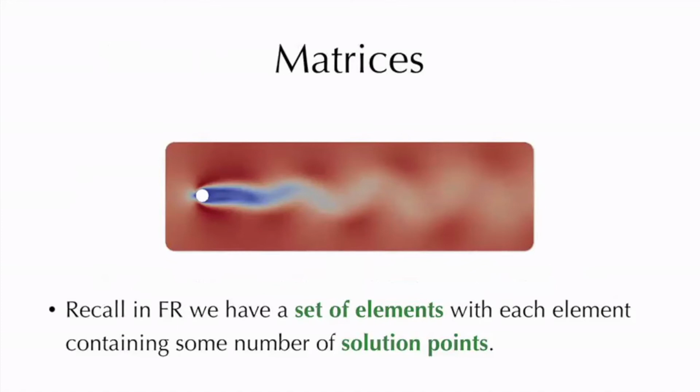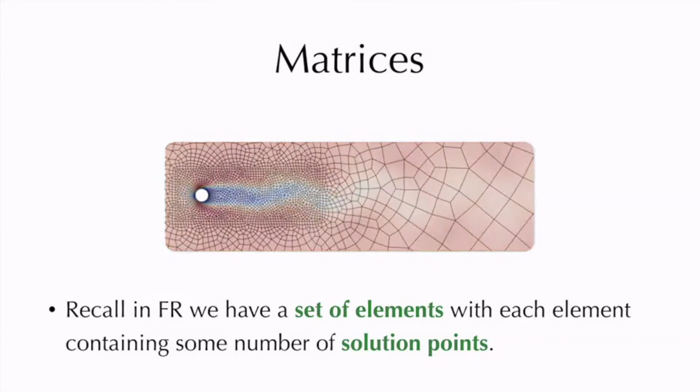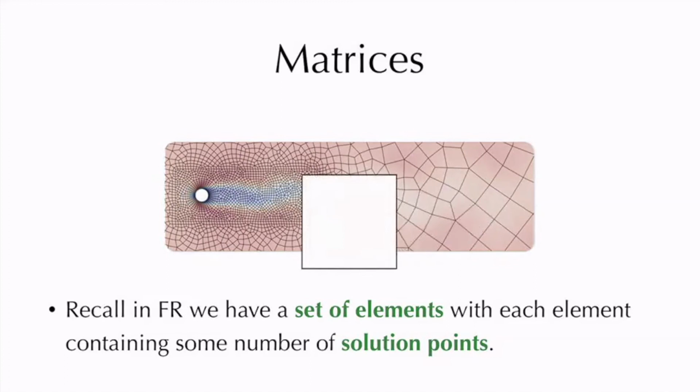So if you recall, in PyFR, we have a set of elements, with each element containing some number of solution points. And at each solution point, we've got some pieces of data: density, momentum, energy, etc. So we have our mesh, which is on top of our flow field, and then we take a look at individual elements, and for that element, which is all nicely transformed, we've got our solution points, some number of them, and at each solution point, we need to store some data.